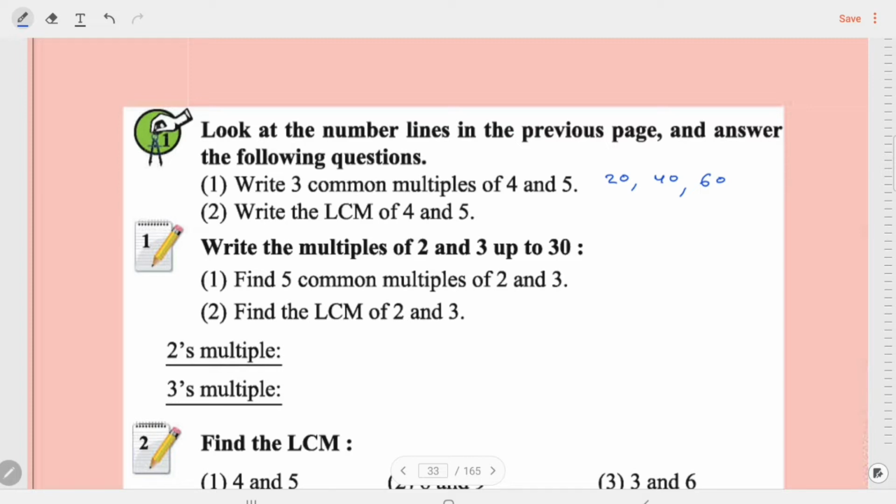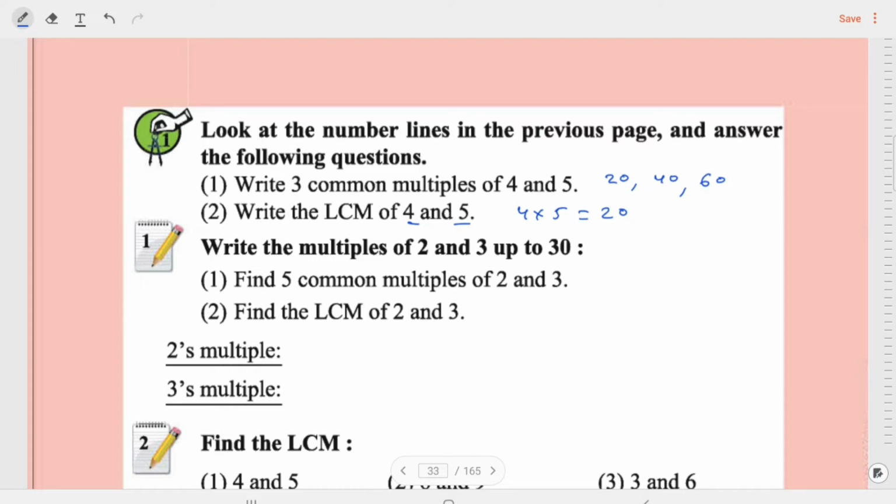Write the LCM of 4 and 5. See, these two are co-prime again. There is no common factor among 4 and 5. So the LCM is just the product of these two numbers when they are co-prime. LCM of co-prime numbers is the product of the numbers.